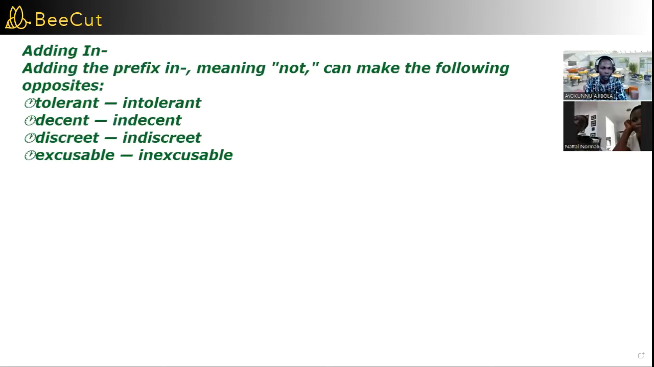Okay, what's the next one? Excusable. Okay, decent, you should know decent, indecent, tolerant, intolerant. So the next one we have to look at is adding MIS to a word. Very good. So when you add mis to a word, it simply forms the antonym.